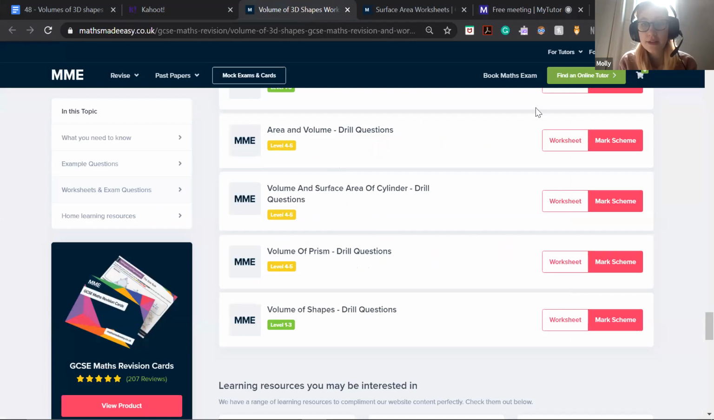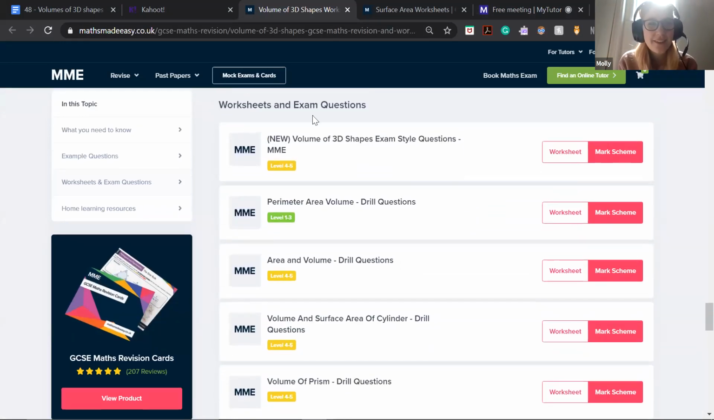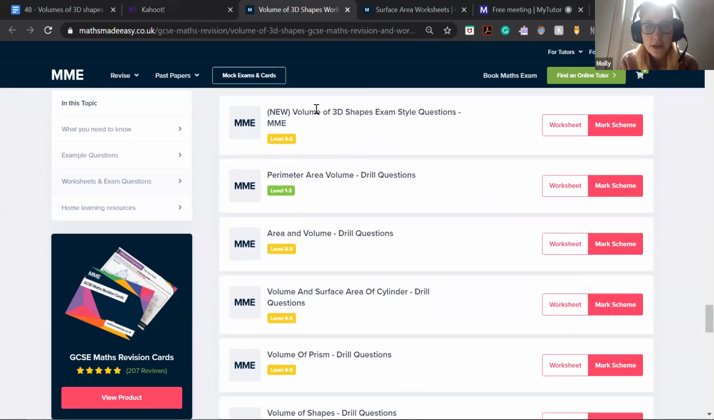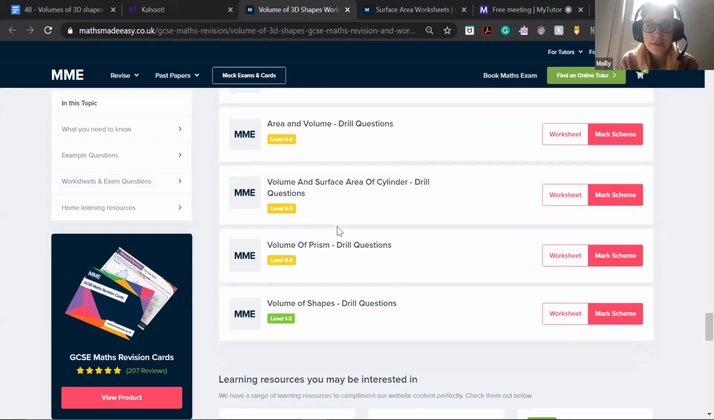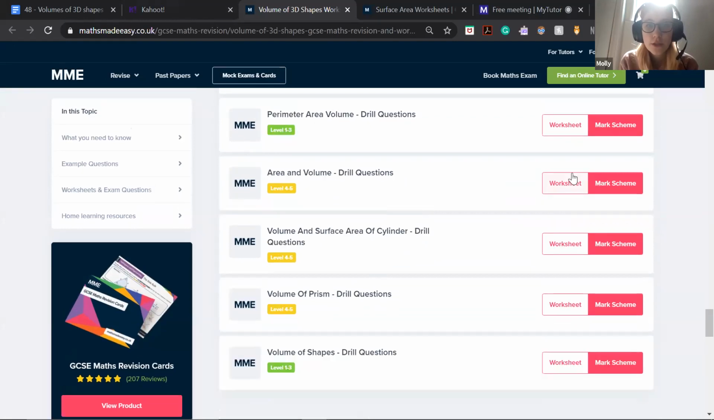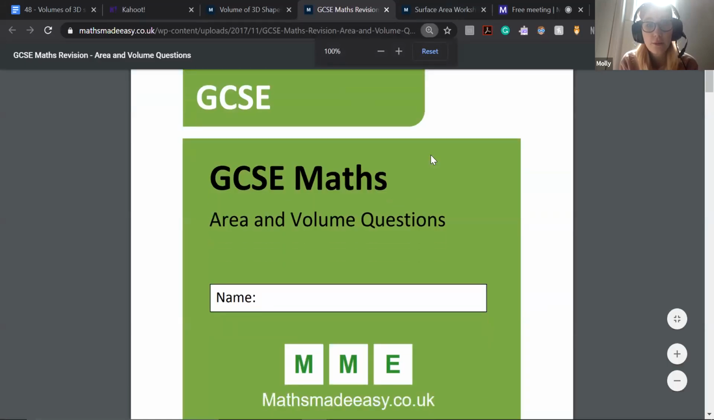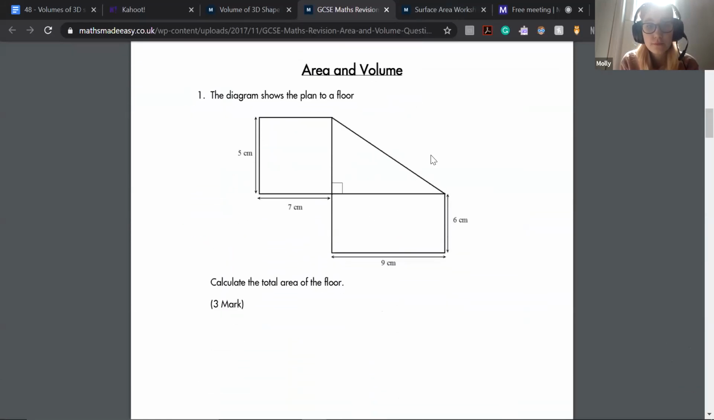If not, I'll be using my trusty website, Maths Made Easy. Now this page here has got loads of stuff. Exam style questions are a mix: perimeter, area and volume, just area and volume questions, and then specific ones on cylinder and prisms. So we're just going to have a look at the generic one to start with. And I've got some surface area ones as well that we'll go over.